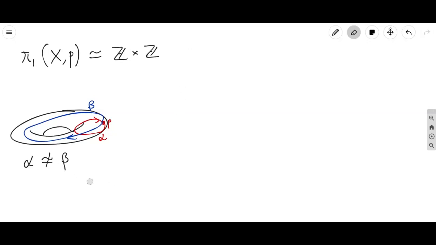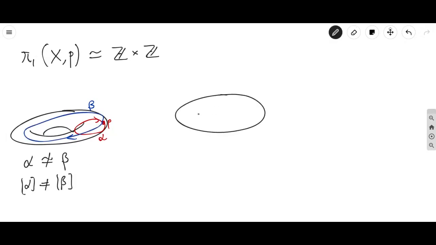So it's clear that alpha and beta are not homotopic to each other. So you would say the homotopy class of alpha will not be equal to the homotopy class of beta. They're two different homotopy classes. And what's interesting is that you have to understand that an actual closed loop on the torus can be quite complicated. This is P. It can do all sorts of things. Maybe it goes around like this, and then maybe it returns back to P. So this is some general loop F.